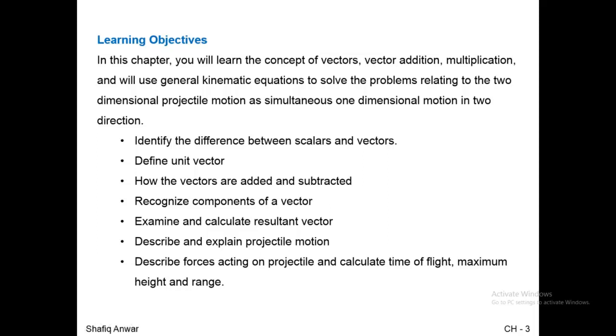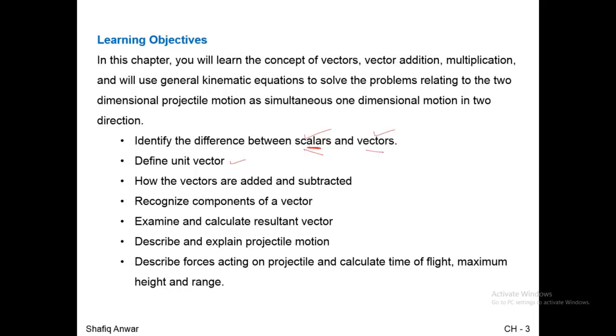We'll identify the difference between scalars and vectors. We already discussed in chapter number 2 that if you have a magnitude, like 2 meters per second, and a direction, such as the positive x-axis, or making some angle like 35 degrees with the x-axis, that is a vector. You need magnitude and direction. We call them vectors. And if you don't need direction, only magnitude or the value, we call them scalars, like distance. So what is a unit vector?